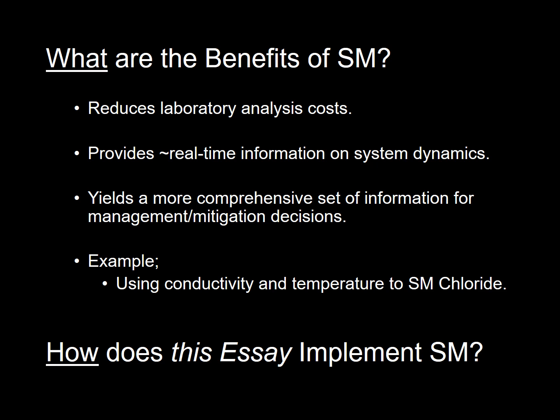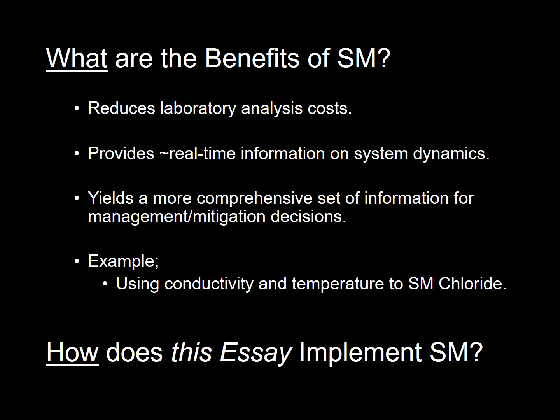An example is using conductivity and temperature to measure chloride. It's been a well tested and reasonably accurate manner of using surrogates to assess water quality, and tends to be cheaper. These two sensors, conductivity and temperature, are cheaper and more readily available, abide by a lot of EPA regulations, more so than some of the more expensive chloride sensors. So how does this essay discuss and implement surrogate monitoring?